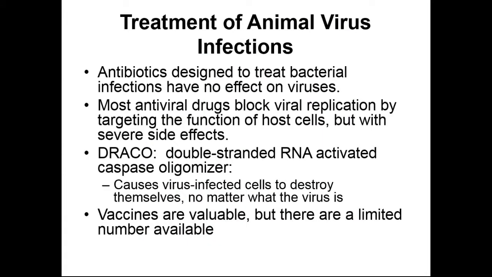So let's look at how we treat animal virus infections, so infections from viruses in human beings. First of all, we do not use antibiotics. Antibiotics treat bacterial infections. To treat a virus, we need to use an antiviral drug, not an antibiotic drug. Antiviral drugs are typically going to target the mechanism of viral reproduction. So we're going to target something in the host cell that the virus needs to reproduce.